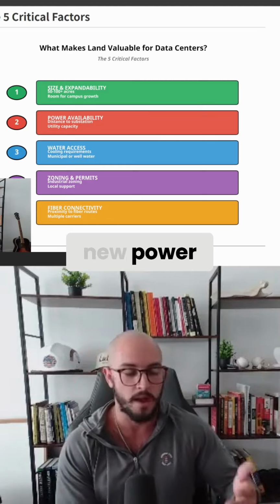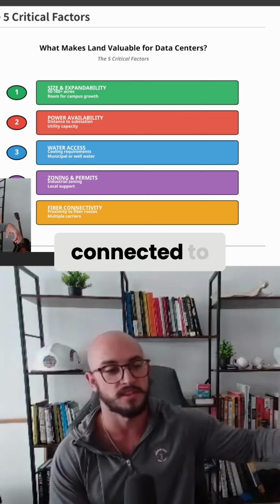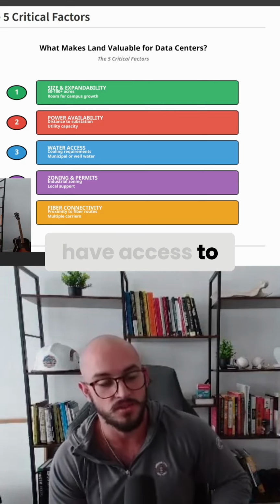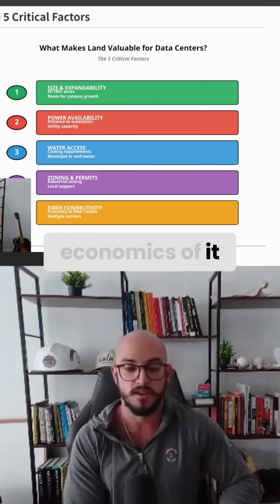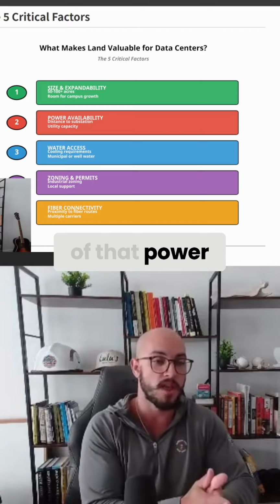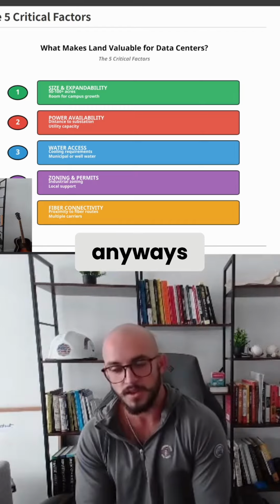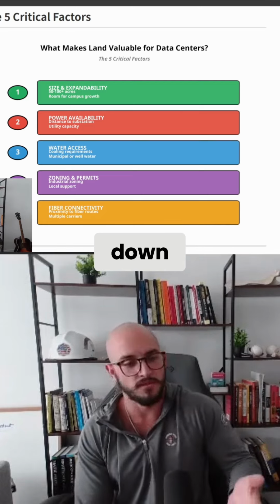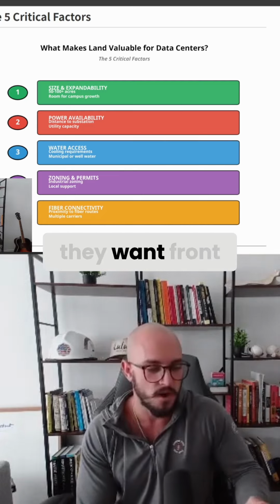And that means when new power generation comes on, that the power generation in any other spot that's connected to that grid, they might have access to, which is super, super beneficial for that site and just the economics of it. So power availability, they want front of the meter power, but then how much of that power, and then when they're going to get that power, and then the cost of that power. And so anyways, power availability, just to boil it down, these end users and these tenants and these AI data centers, the hyperscalers, they want front of the meter power.